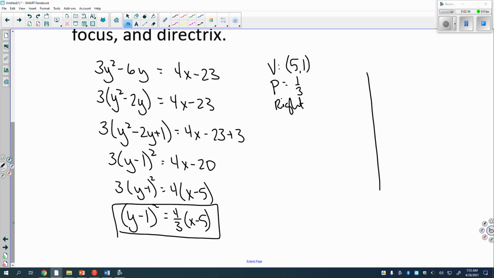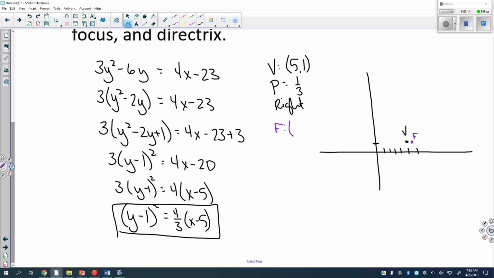Taking a look at graphing this, (5, 1) is my vertex right there. The p-value tells me how far I go to the right and the left, right in this case, because it opens right and left, to get my other points. It opens to the right, that means my focus is to the right, so I go right here. That's my focus.